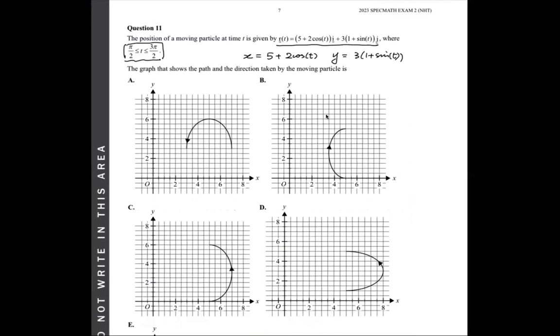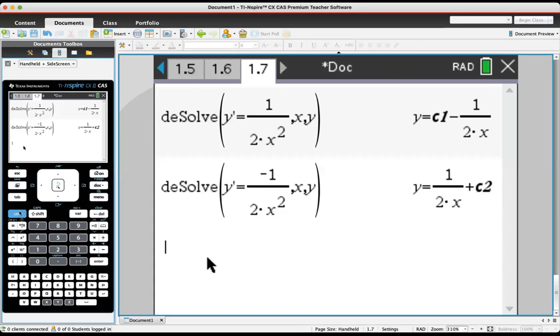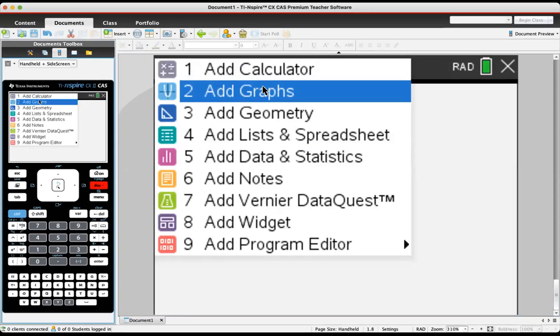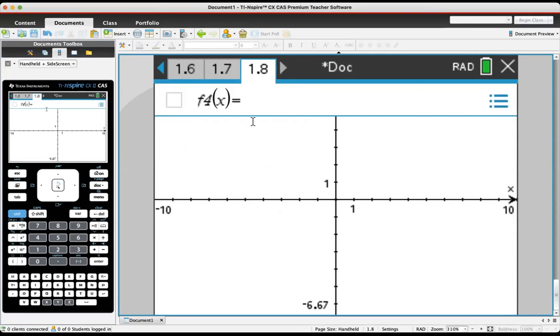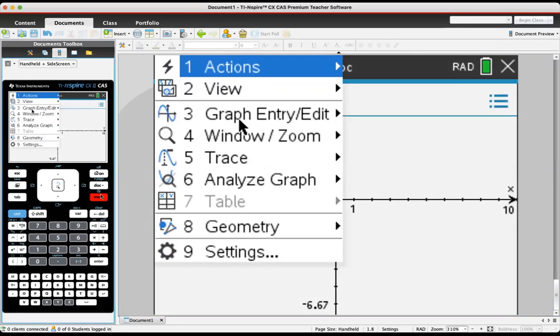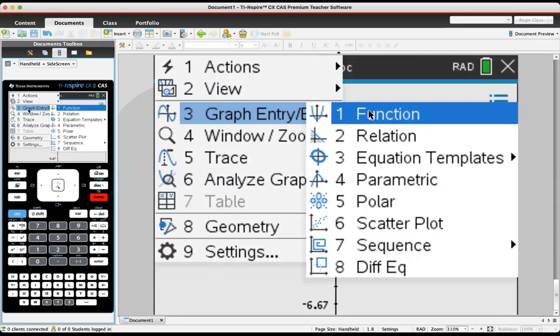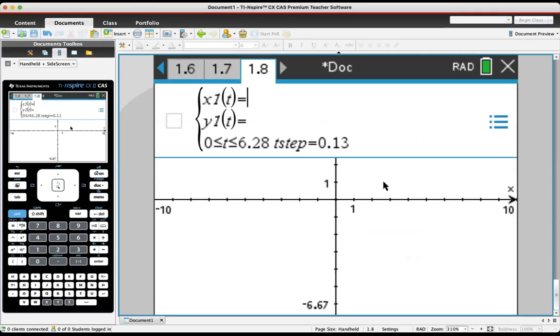Well, I think there are 2 possible ways, at least. One, you could chuck in the 2 t values into both x and y and determine where is the start point, where is the end point. Another possible way, if you are very technologically savvy, you can go for your CAS calculator, just press Control Doc, add graphs. But remember now, we are not plotting a function, we are plotting a pair of parametric equations. So graph entry, parametric.